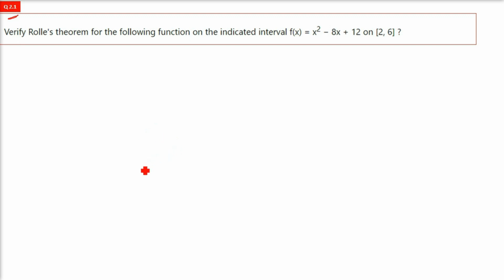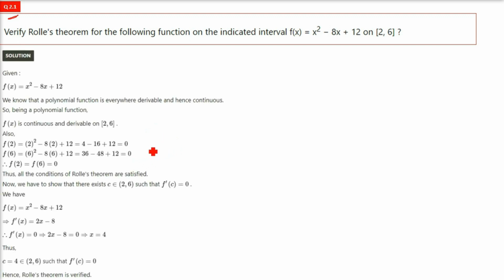The next questions which are coming, in all of these we are going to apply Rolle's theorem. So this is the whole scenario which I just explained. This is how you are going to write. First you have to say it is a polynomial function. Find the values of f(2) and f(6). You will have to say those two values are equal. Then just differentiate the function and put it as 0. Whatever x value you get, it should be between 2 and 6. And in this case it is between 2 and 6. That is why Rolle's theorem is verified in this case.